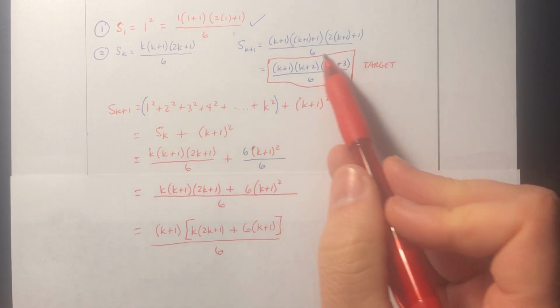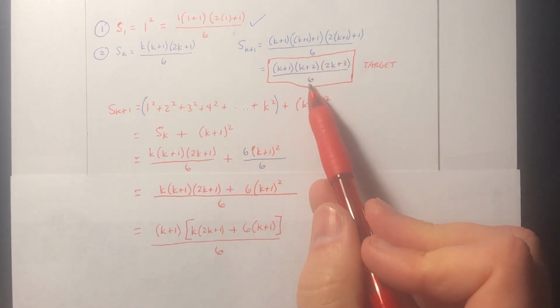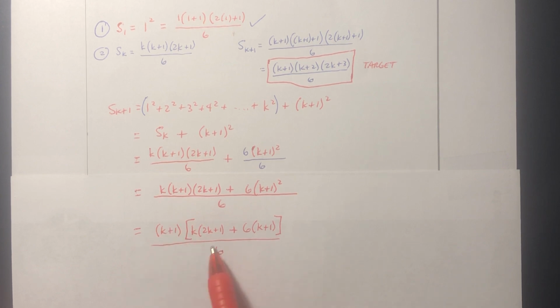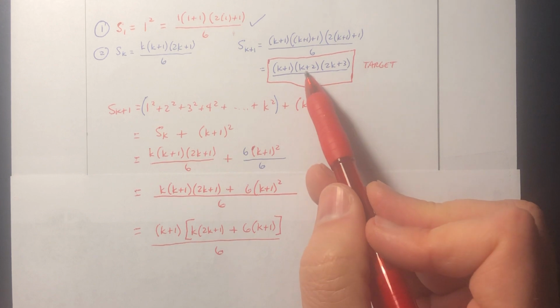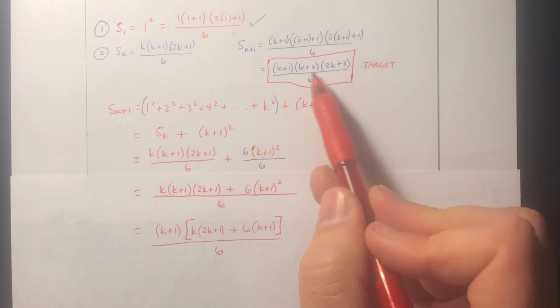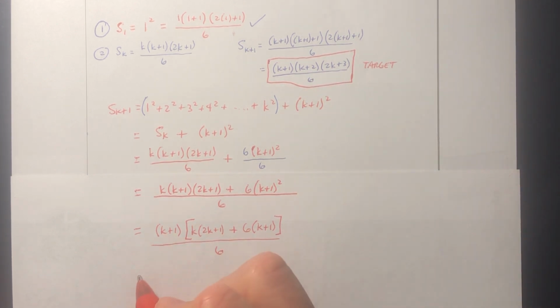Okay, but look at our target. See this k plus 1? See the 6? We already have that aspect. So that means this part inside should end up being the k plus 2 and the 2k plus 3. Let's see if we can get there. All right, so if I distribute this k, that gives us 2k squared plus k. Distribute this 6, 6k plus 6.